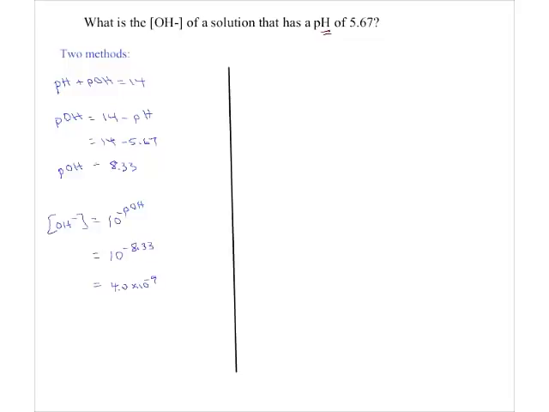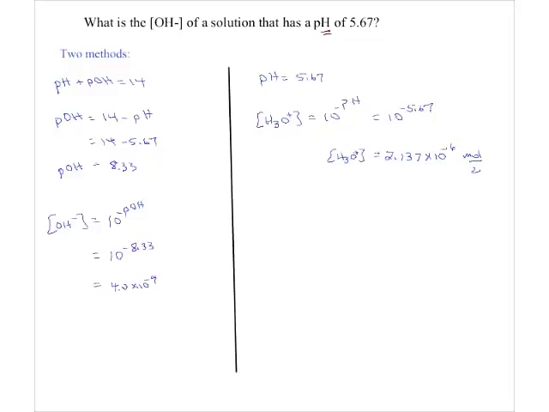The other method we could choose is, because I've got the pH of 5.67, I can simply get the H3O plus here. That's going to be 10 to the minus pH, which is 10 to the minus 5.67, which equals 2.137 times 10 to the minus 6. That's moles per liter, and that's H3O plus.